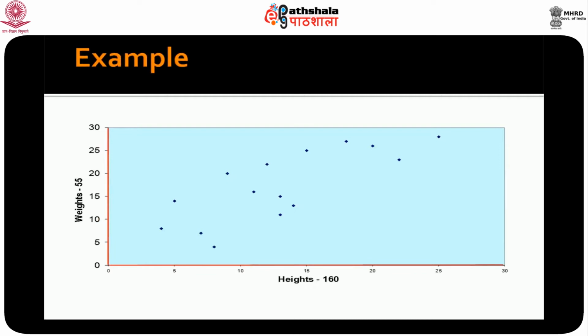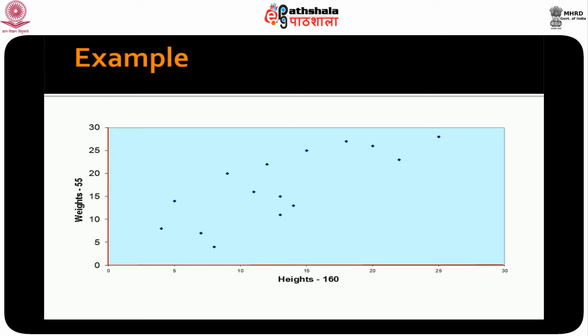In this example, this is a very traditional example. We have in this case several individuals whose heights and weights have been measured. On the x axis, we have heights minus 160. So, these are in centimeters. We have actually shifted the origin, and the weights are taken as weights minus 55 kilograms. So, once that is done, we have a plot of the heights and the weights.